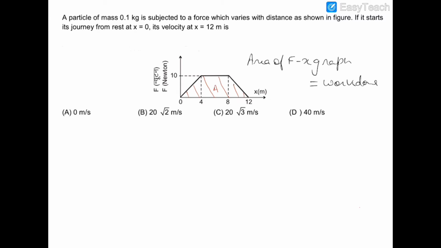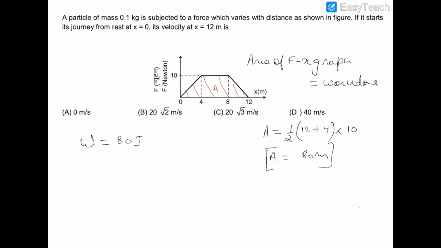So its area A will be equal to half the sum of parallel sides, which will be 12 plus 4, into this height, which is 10. So area will be equal to 80. Now this area will be equal to the work done, and work done hence will be equal to 80 joules.